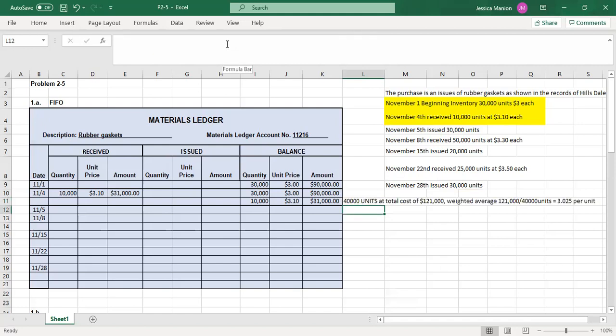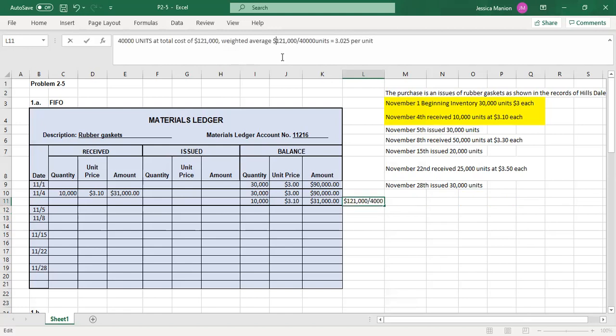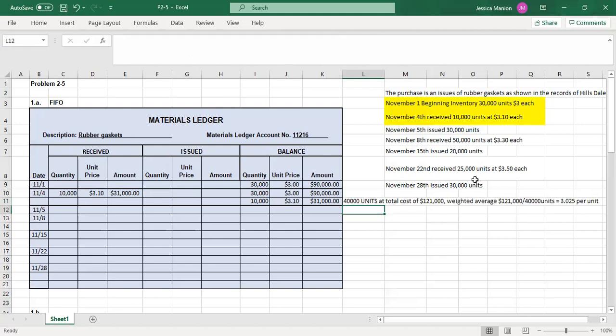Again, to get the weighted average, we're just taking the total cost of units available for sale divided by the total number of units. So total cost of units divided by the total number of units. And actually, I will just put a $ sign here to differentiate between cost and the number of units.